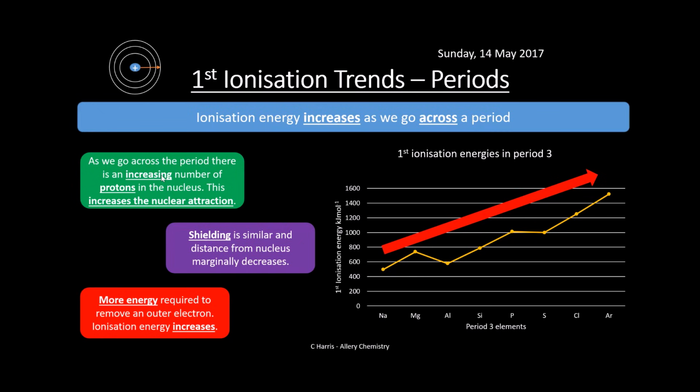We've got more energy needed then to remove this outer electron, so the ionization energy increases as we go across the period. But we do have these little blips, and you can see them with aluminium and sulfur. So we need to try and explain them as well, or look at them. It's a similar trend for period 2 as well.